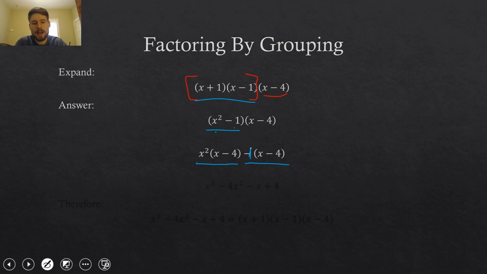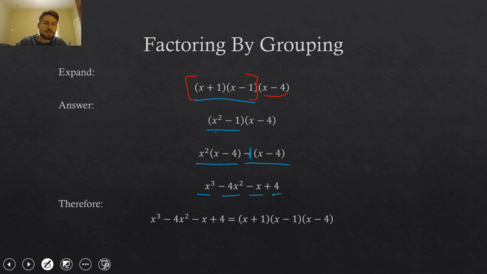We have x squared times x is x cubed, x squared times negative 4 is negative 4x squared, negative 1 times x is negative 1x, negative x. Negative 1 times negative 4 is positive 4. And nothing simplifies. We don't get any canceling or like terms. But we just showed something. That is that x cubed minus 4x squared minus x plus 4 can be factored like this: x plus 1, x minus 1, x minus 4.